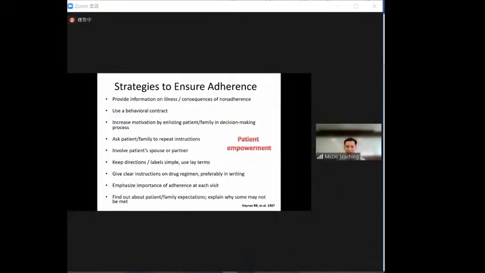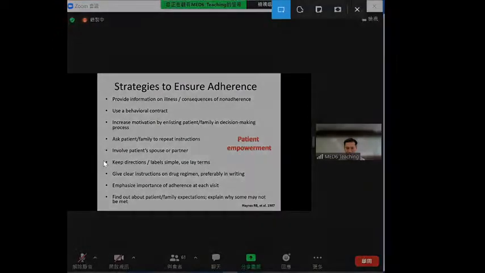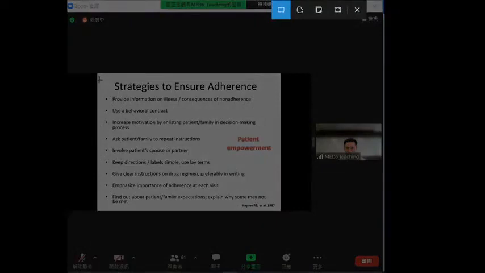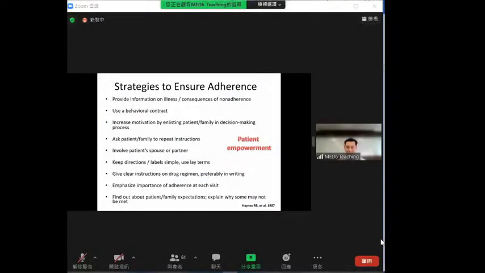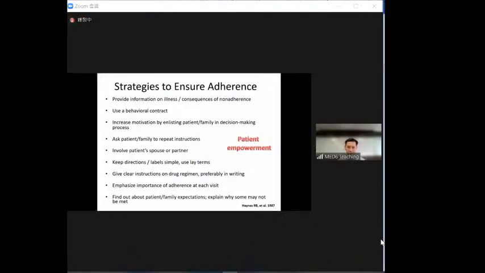And then the final two slides would be the strategy to ensure adherence. We would want to use some behavioral strategies to enhance the patient's compliance, like making the patient understand why she or he needs to take the medications, and then engage the patient's relatives, in particular the spouse or partners, in order to supervise the medication use. And this is very important.